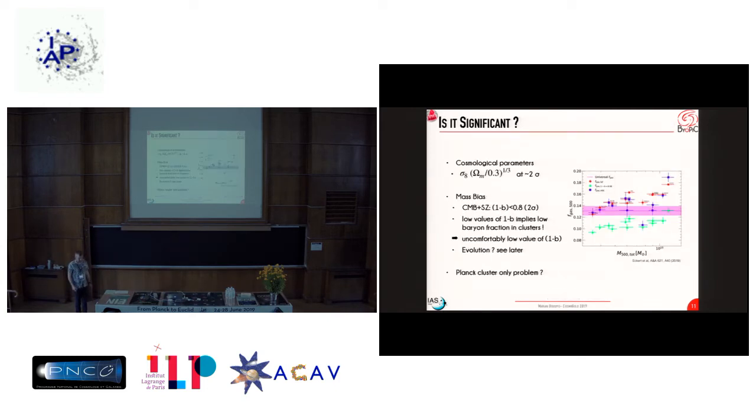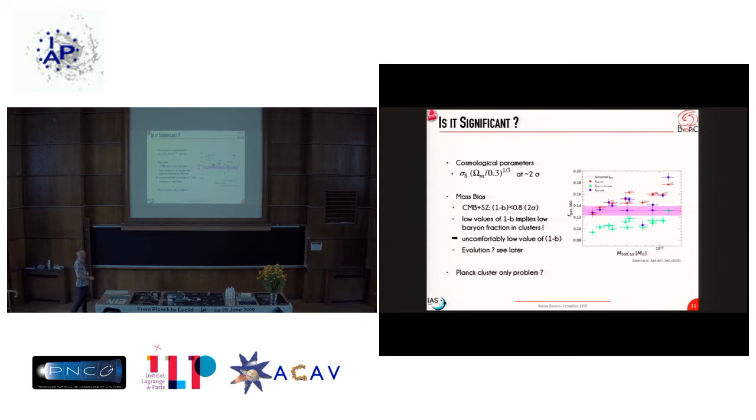So is this remaining tension significant? Well, we're below two sigma now in terms of cosmological parameters, so it's not so huge. Same thing for the mass bias. We kind of exclude 0.8, which is the baseline value, at 2 sigma. The fact is that if you have too low a value of 1 minus b, then you get in trouble in terms of baryon fraction in clusters. This is work by Eckert et al., where you see in blue the fraction of gas in clusters evaluated when you assume the hydrostatic mass bias of the clusters, compared to the universal baryon fraction, which is 0.13.